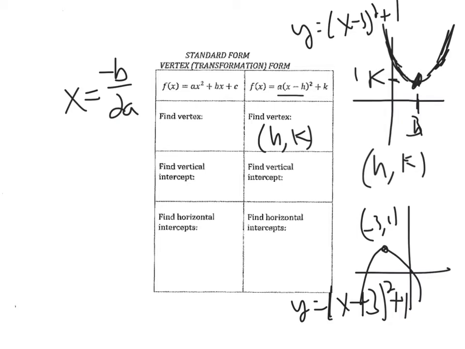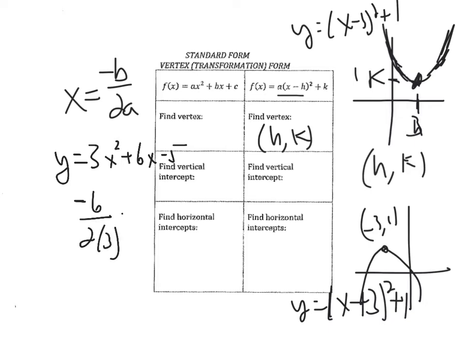So if they had written it out, I'm going to make this up: y equals 3x squared plus 6x minus 5, and I had to find the vertex of that. To find the vertex, I'll do negative b over 2a. So -6 over 2 times 3. Well, that works out to be -6 over 6, so -1. So I know the x coordinate for that one would be -1.